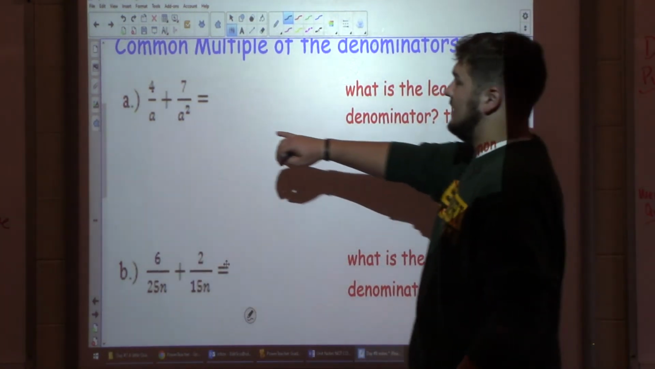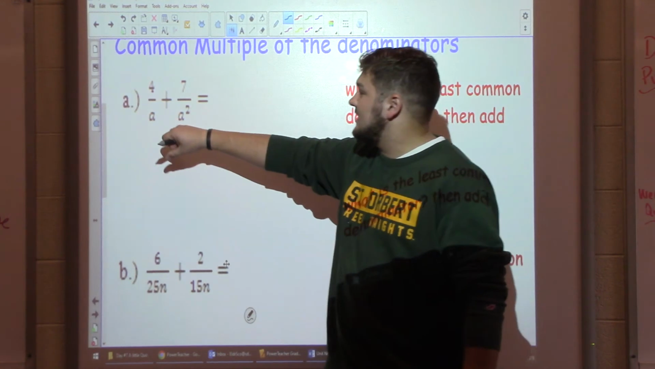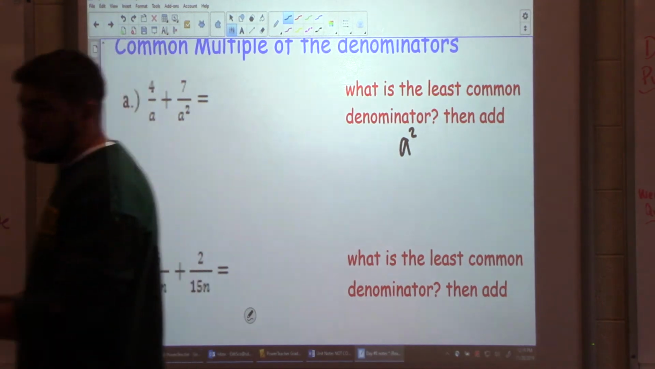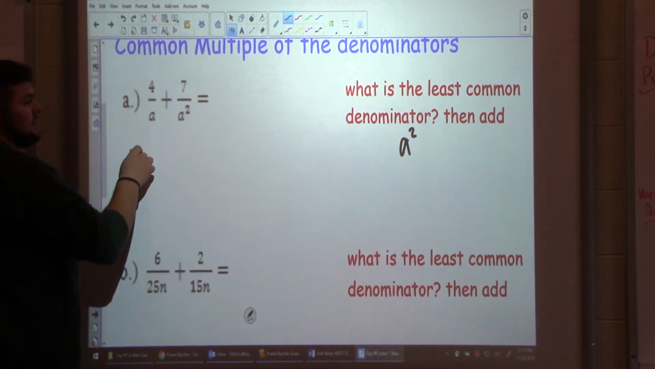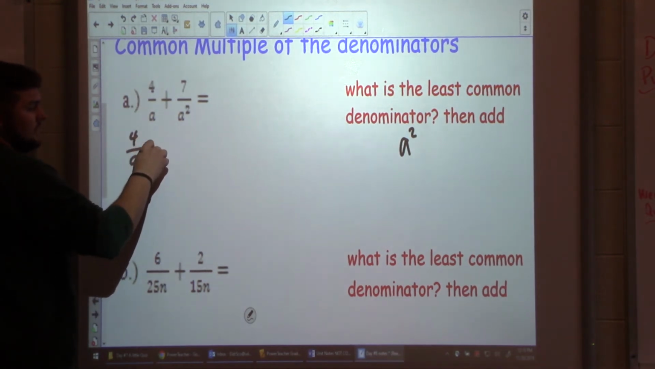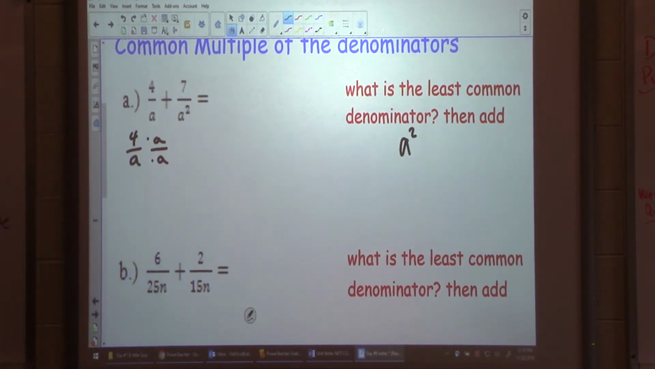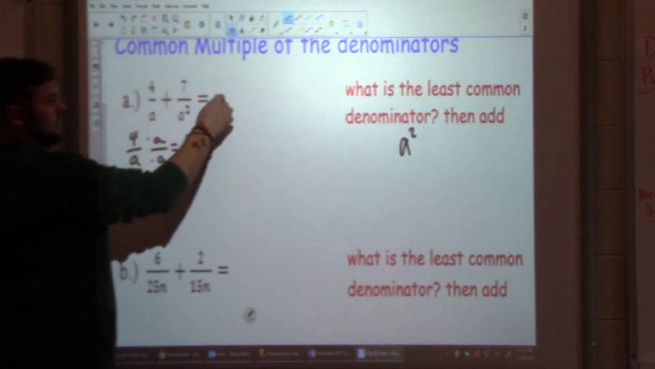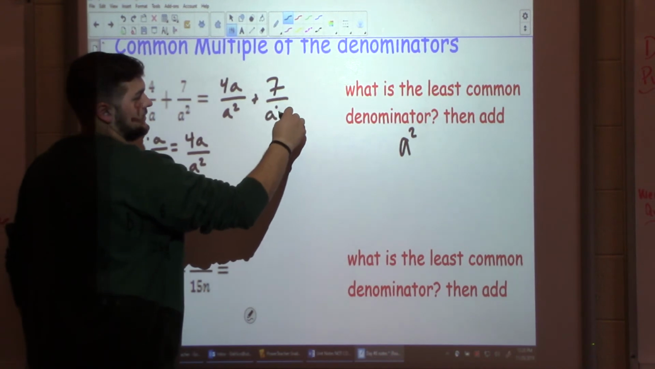A squared. Right? We're not going to try and take an a away from this fraction. That wouldn't make much sense. We can easily add an a to the other one. So a squared is my least common denominator in this case. So I need to change the first fraction. I'm going to take 4 over a, and I'm going to multiply both top and bottom by a. Because remember, what I do to that denominator, I have to do to the numerator. So it becomes 4a over a squared, and I'm going to rewrite it: 4a over a squared plus 7 over a squared.